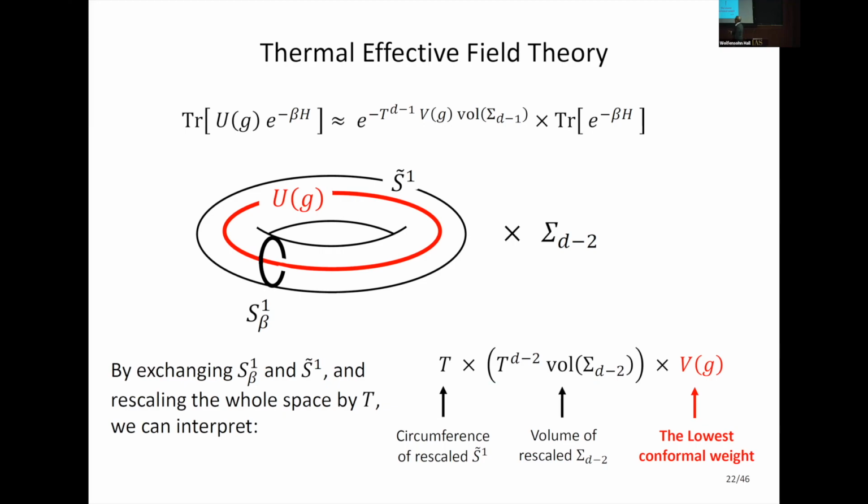Namely, this circle direction is now in the twisted sector, twisted with respect to G. Taking this circle to be small by going to high temperature, beta goes to 0, is the same as going to low temperature with a very long thermal circle. And so then you just evaluate the ground state energy. If you work out the scaling of all these spaces, you can see that this V of G is nothing but the lowest conformal weight of the G twisted sector.